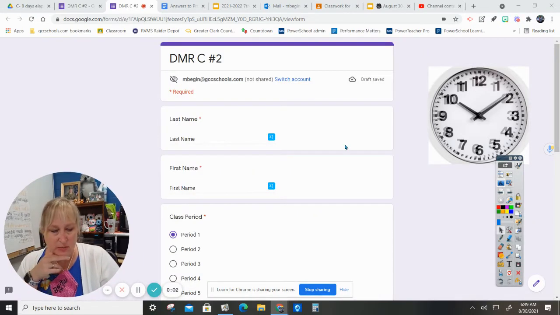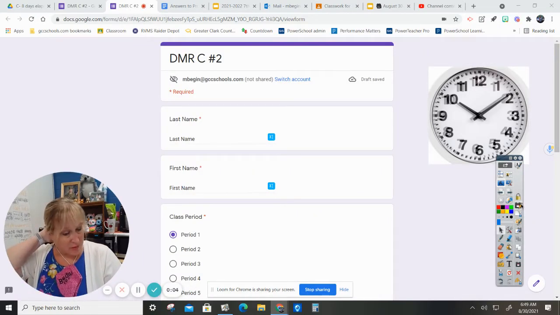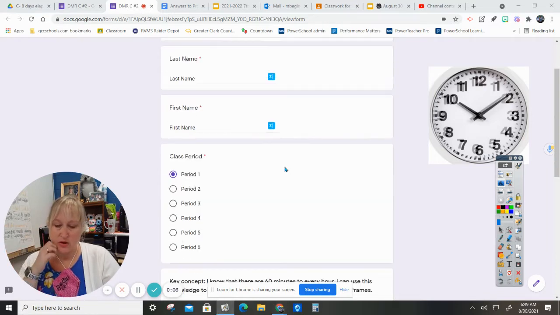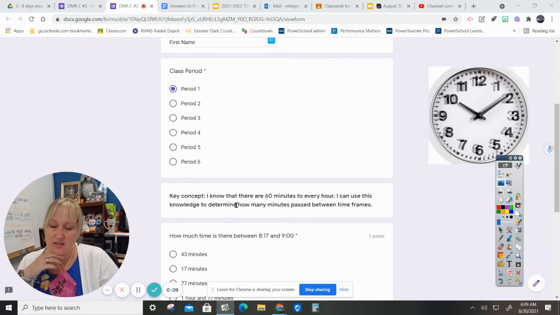We are doing DMR C number 2. Our key concept that we are trying to learn is about elapsed time. I know that there are 60 minutes in every hour. I can use this knowledge to determine how many minutes have passed between time frames.